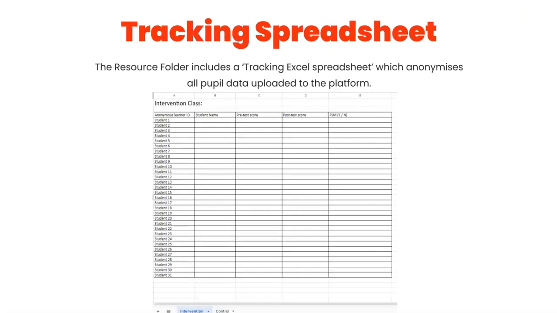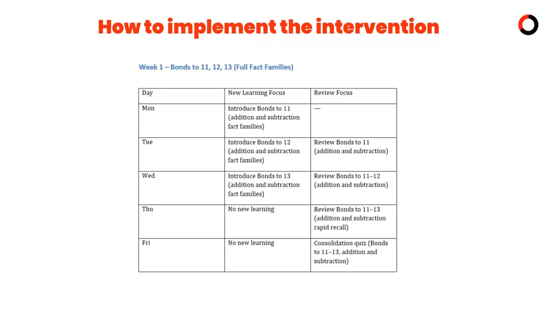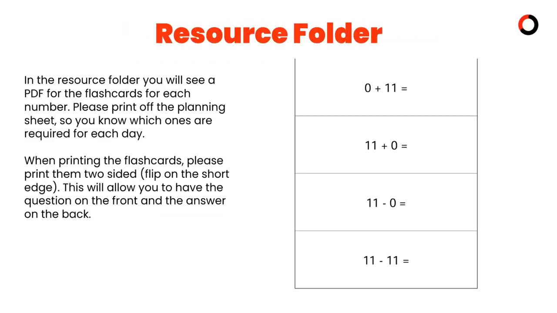You'll also find in the resource folder a tracking spreadsheet, which includes the anonymized student IDs which you link to students in your class. And you'll also find an implementation guide. This goes through weeks 1 to 6 on how to introduce the number bonds. You'll also find the flashcards, which you can download, each of the packs, and then print off.